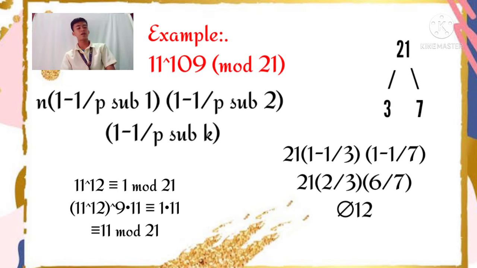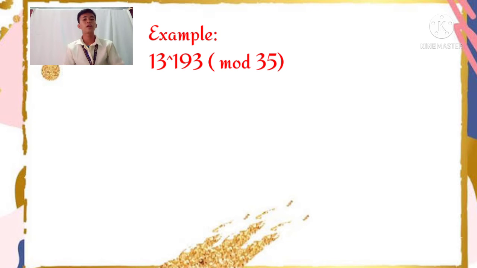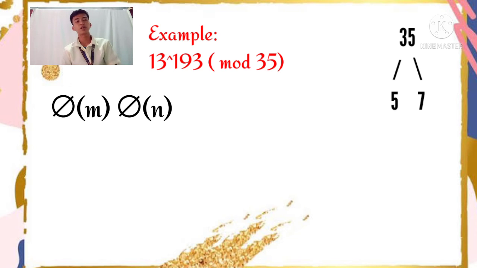Now, let's try another example. Let's say we have 13 raised to the 193 power, mod 35. The first thing we need to do is to factor 35. So the factors of 35 are 5 and 7. Because of those factors, we use rule number 3, which is the totient of m times the totient of n. Now let's substitute the given values.